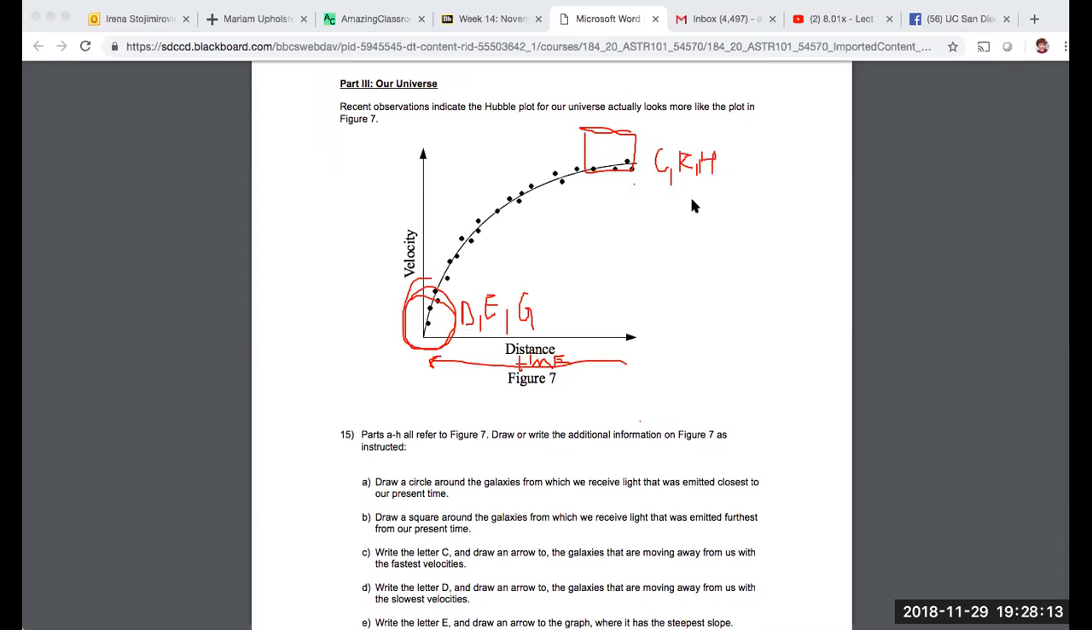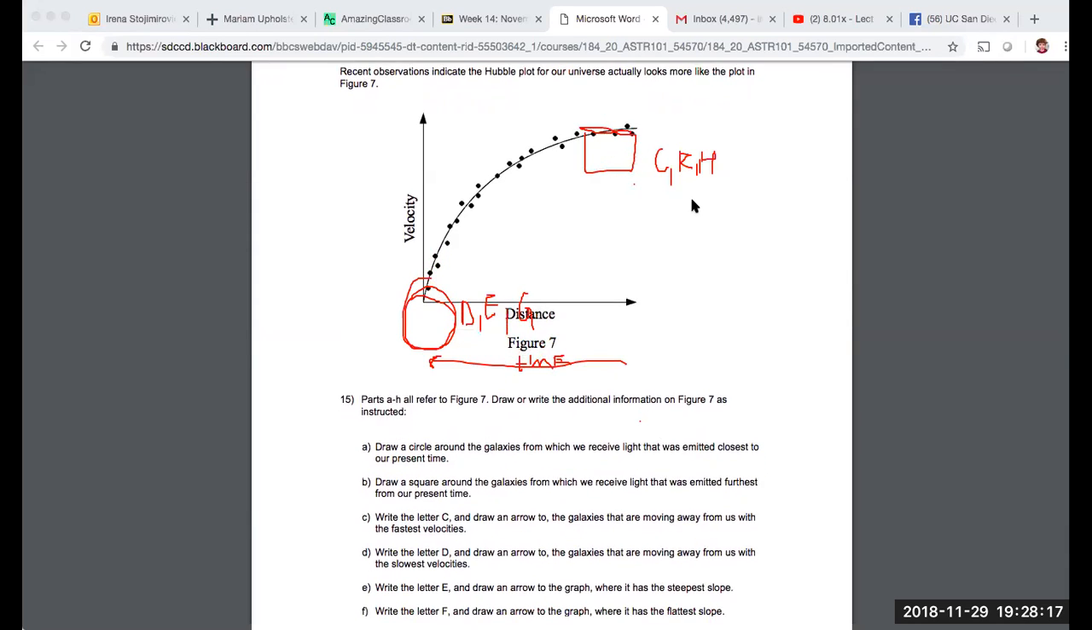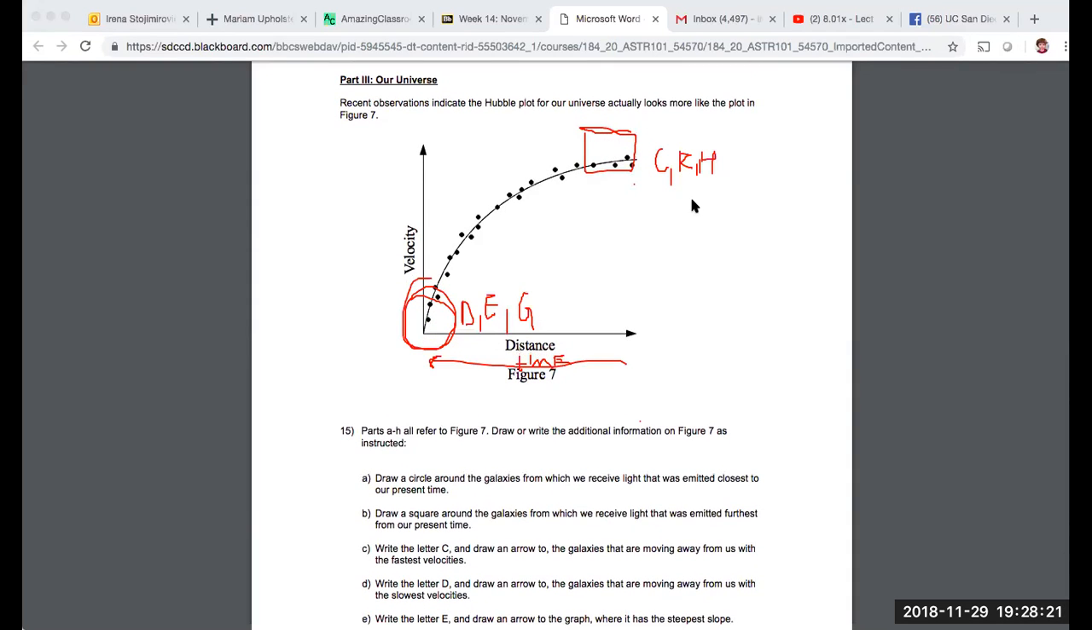Question 16. Based on the Hubble plot shown in Figure 7, would you say that the expansion rate of the universe is constant or changing with time? It is changing with time, because the expansion rate is given by the slope, and the slope is changing over here. Every single point has its own slope. It's not a straight line, it's a curved line. Okay, good. Next one.